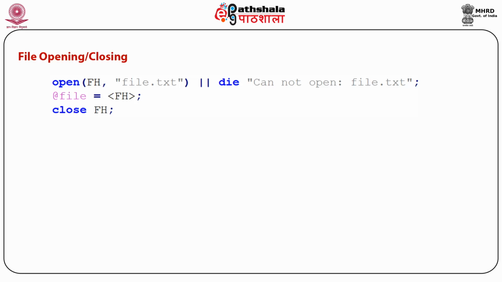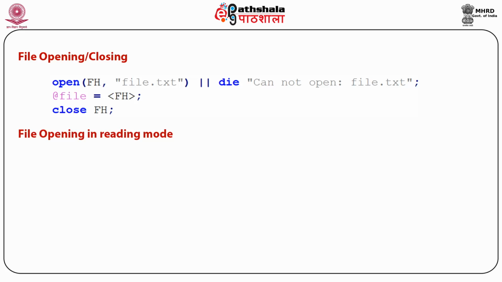The opened file will be stored in the array @file using the input operator, and the syntax is @file equal to FH. And after storing, the file handle is closed using the close FH syntax. So this file handle could be utilized in the same program for further use if it is required. Here, FH is the file handle. The name of the file handle can be anything, for example, STDIN, DATA, FILE, etc.